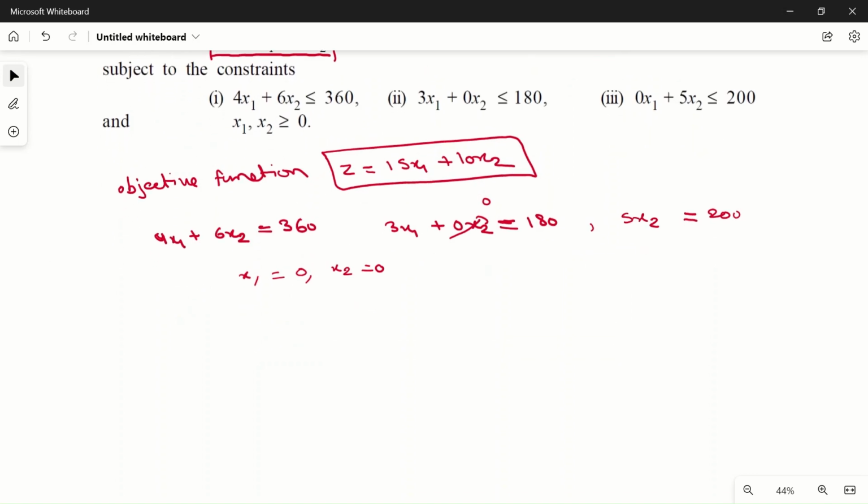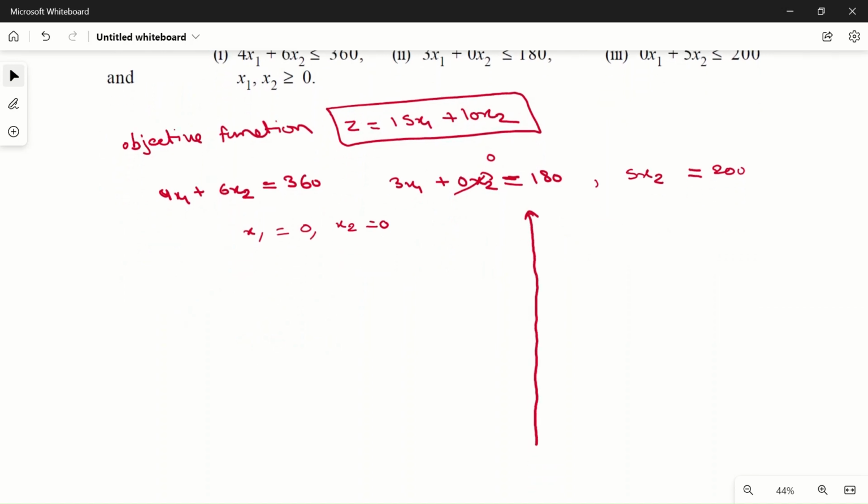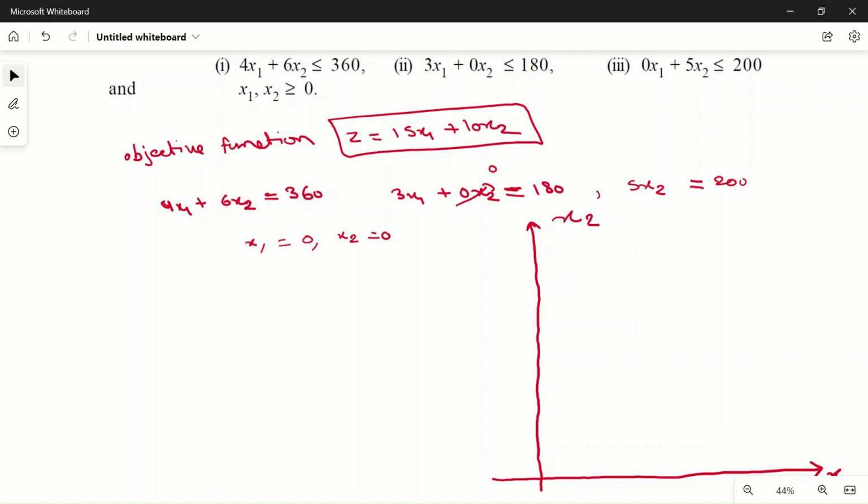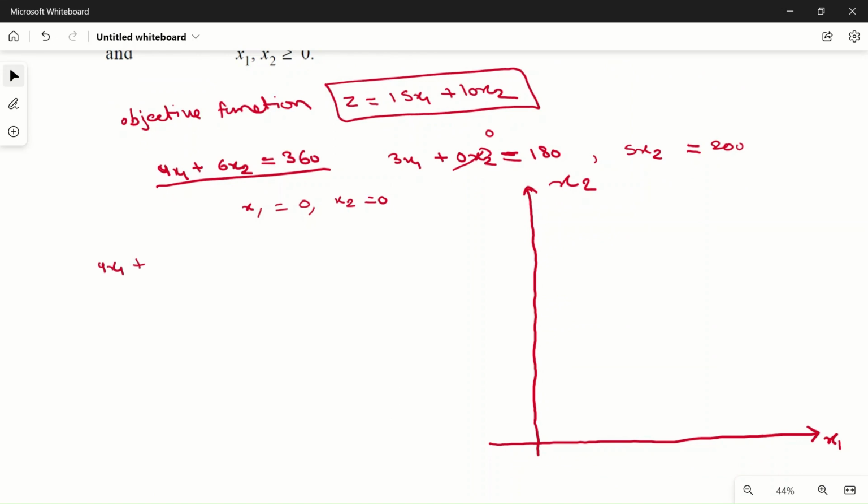Now you have to make a graph with x-axis and y-axis, but here the variables are x1 and x2, so we will make x1 here, x2 here. Now we will draw the lines of these equations, which are constraints. So the first constraint is 4x1 plus 6x2 is equal to 360. So we will find the extreme points. How to find that? See, 4x1 plus 6x2 is equal to 360. So where will this line touch the x1 axis? When the line crosses the x1 axis, then x2 should be 0, because at this point, at this height, x2 is 0, here 0, 0 is the origin. So 4x1 will be 360.